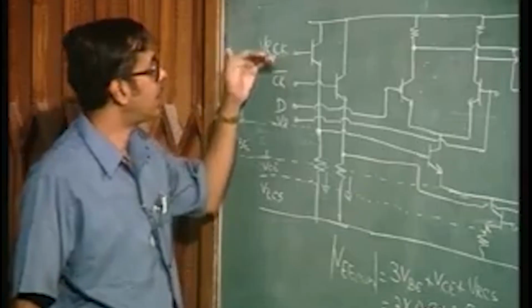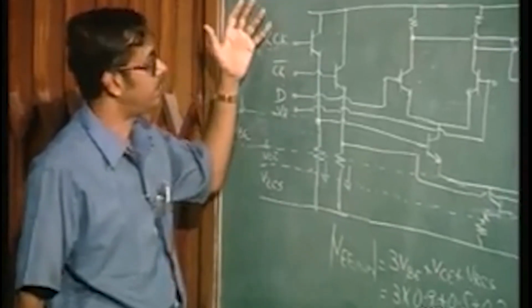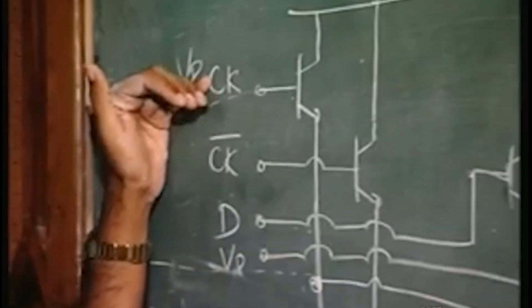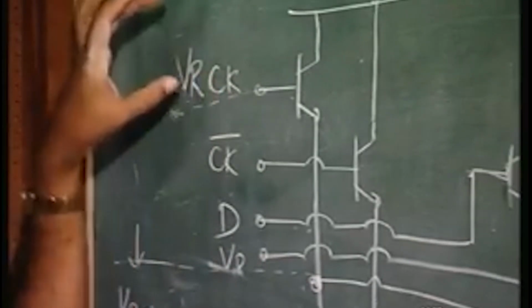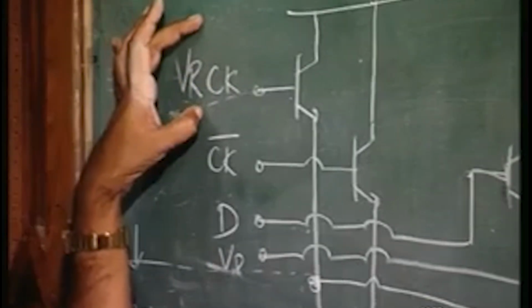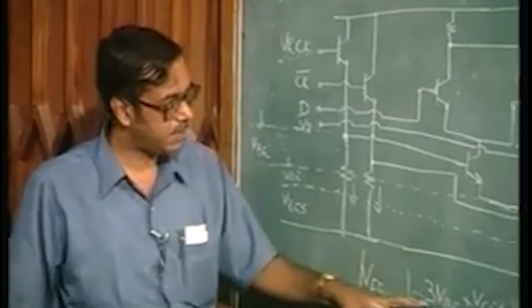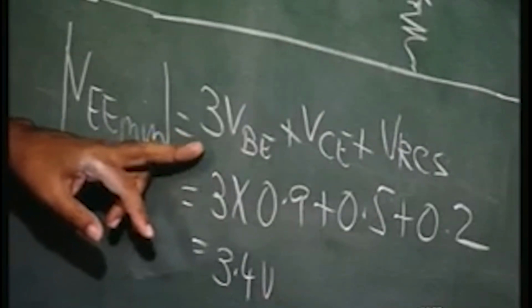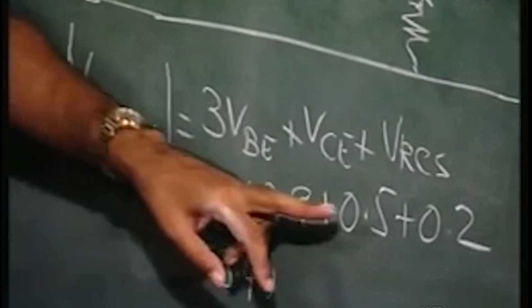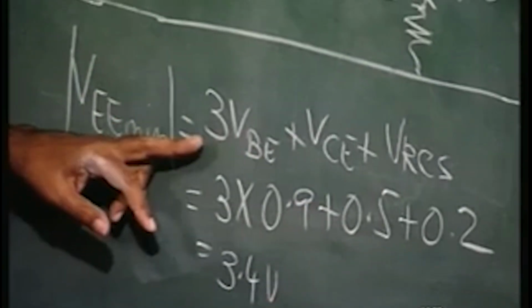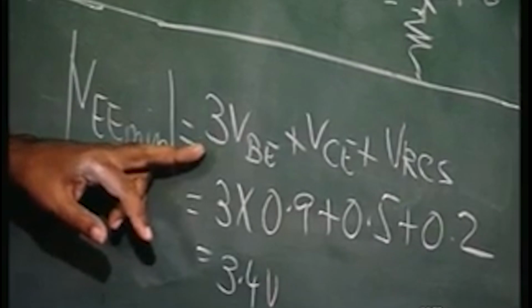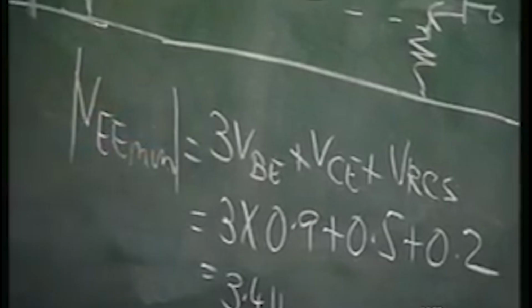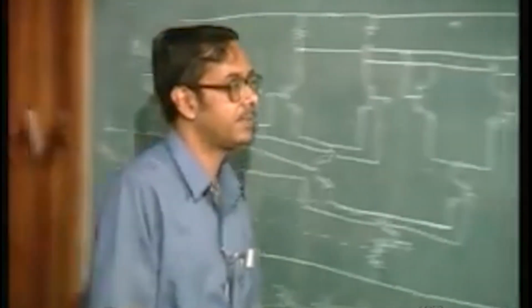Since the input voltage has now been shifted by VBE, the input voltage can be straight away 0 volts. So there is no extra drop of VBE here. All right. So the VE minimum is going to be, instead of the previous case where we had 3 VBE plus VC plus VRCS, in this case 2 VBE. One VBE is less.